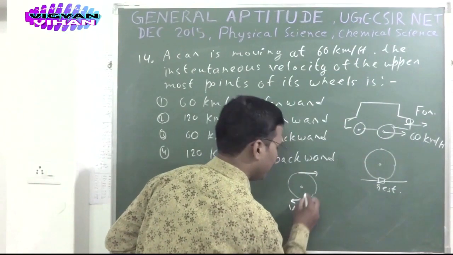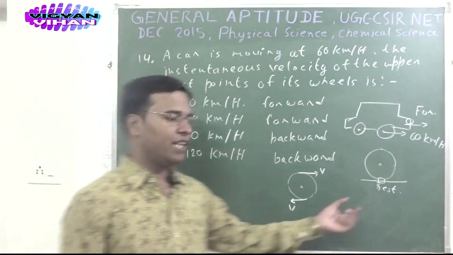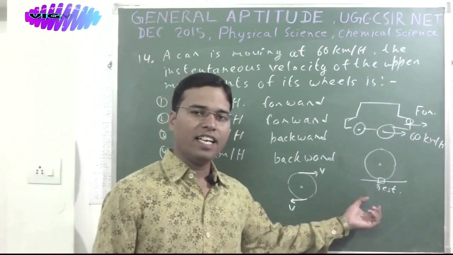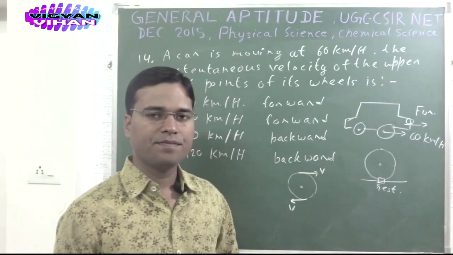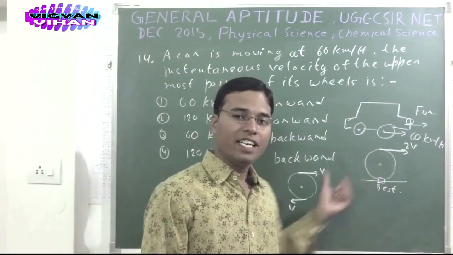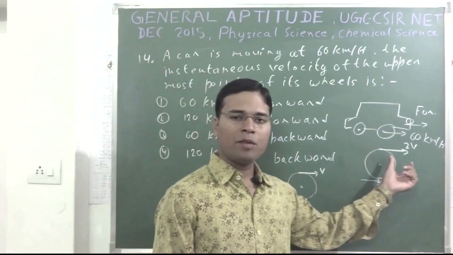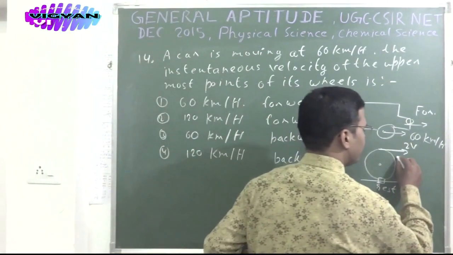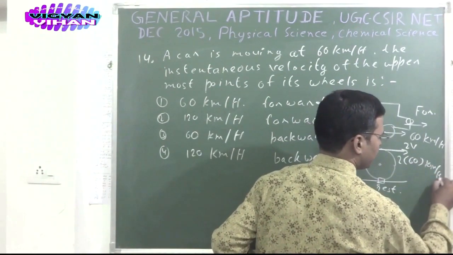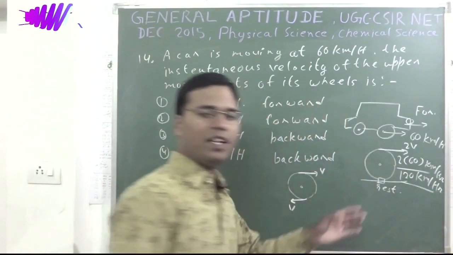Here it is speed v, here also the same speed v, but in the opposite direction. If we take the lowermost point of the tire, which is touching the ground, at rest, then the relative speed of the uppermost point is 2v. So if the car is moving with 60 km per hour, in that condition, the uppermost point will go with double speed, multiplying 60 km per hour, so 120 km per hour. It will be your answer.